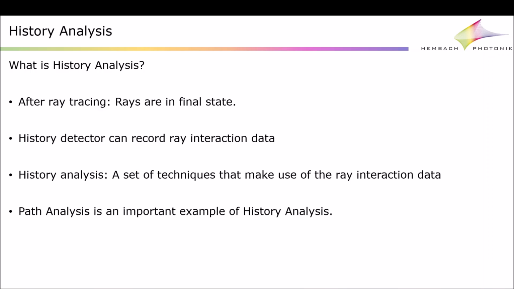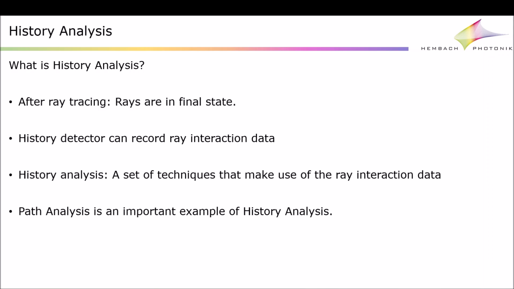So, what does the word history analysis mean? In RayJack1, after ray tracing, all rays are in the final state, which means in the state of their final interaction. That could, for example, be the absorption by some surface. If we want to know what has happened to the rays before they were in the final state, we can use the so-called history detector.